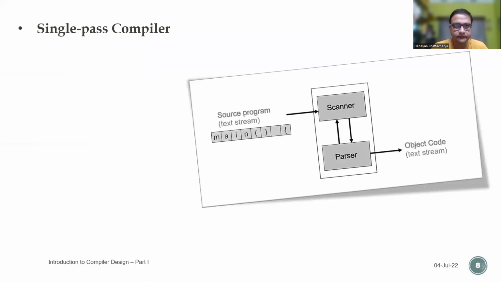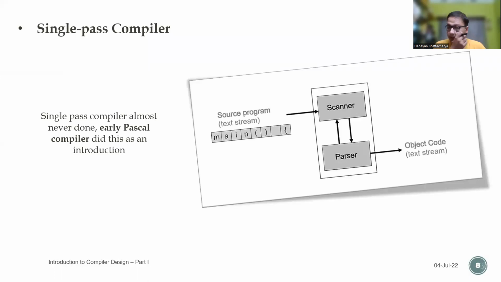So now let's see what is a single pass compiler. In a single pass compiler, generally what will happen? The compiler will traverse our source code, which is written in a high level language, only once, and produce the object code. So if a compiler is able to generate the corresponding object code by traversing the source code only once, then that compiler is called a single pass compiler.